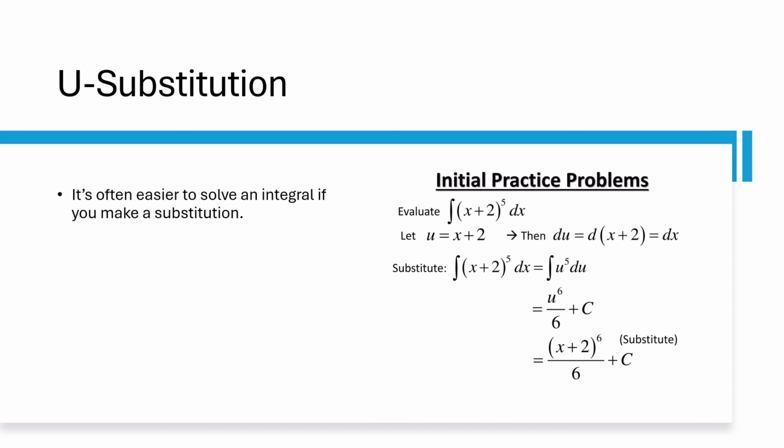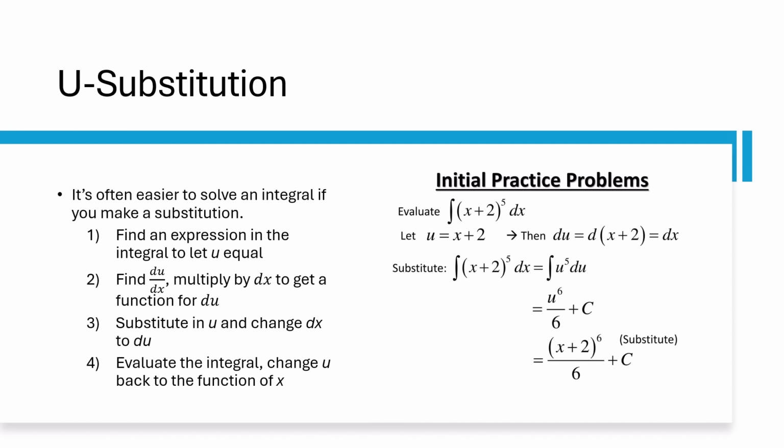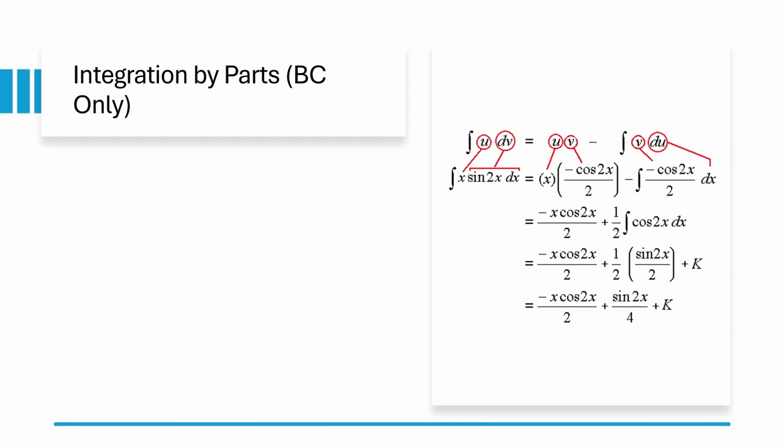Sometimes you have to use something called u substitution to simplify an integral and then solve it. First, you find an expression in the integral to let u equal. Then you find the derivative du dx and you multiply both sides by dx to get a function for du. Then you substitute in u and change dx to du and then evaluate the integral, and then once you're done with that, you change u back to the function of x. To the right, we have an example problem showing you these steps. Another trick is integration by parts, which is only a BC topic.